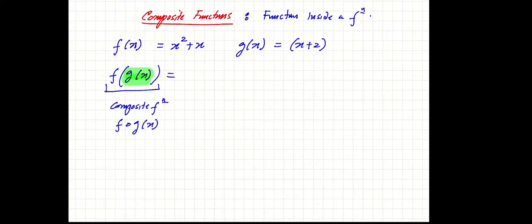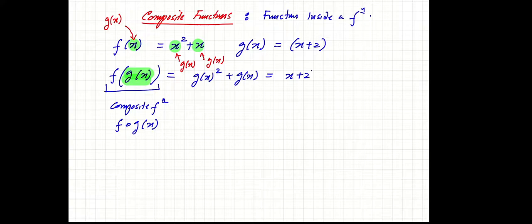Look at this, g(x) is taking the place of x. Wherever you have x here, g(x) is replaced. So your answer would be g(x) squared plus g(x). You know g(x) is x plus 2, so it's going to be (x plus 2) squared plus g(x), again x plus 2. So that is the composite function.